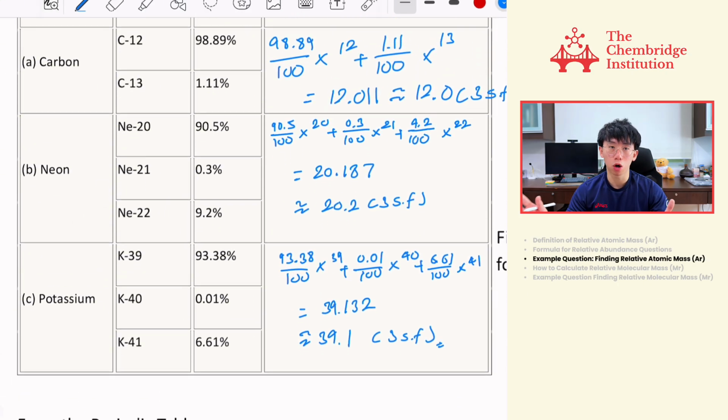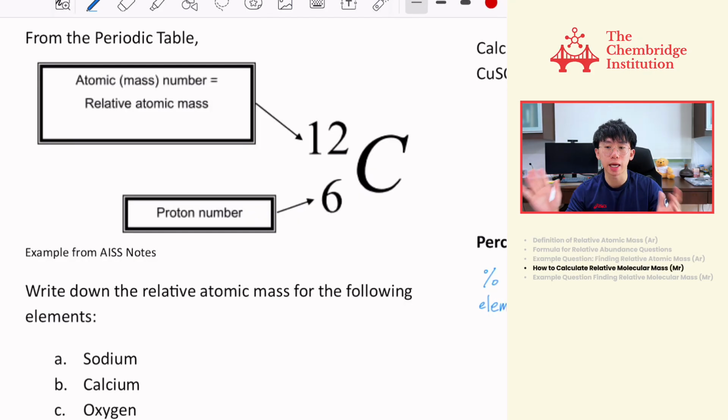So you realize some of your relative atomic masses have a decimal place of like 0.1 or 0.2, and you're like, oh, but this is very different from the periodic table. Yeah, because the periodic table usually given in secondary school is usually rounded to a whole number. But actually the more advanced periodic tables will have many decimal places in the nucleon number in the periodic table.